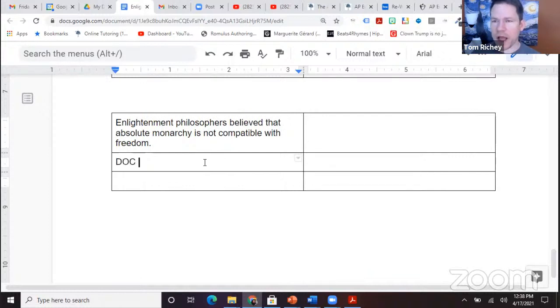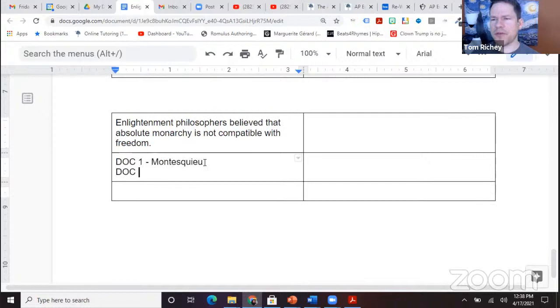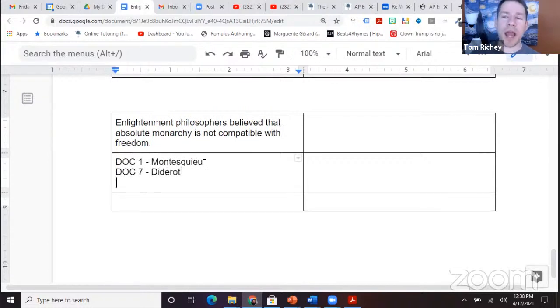Now, then we've got document 1, Montesquieu, and document 7, Diderot, and then we can add outside evidence, we can add John Locke. And so what we're noting here is we've got an argument that we can use all this to support. So what we're going to say here is, and this is how we would construct our body paragraph.